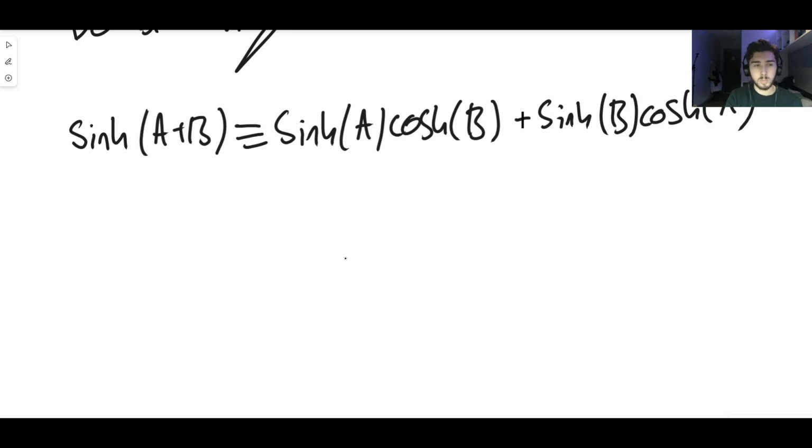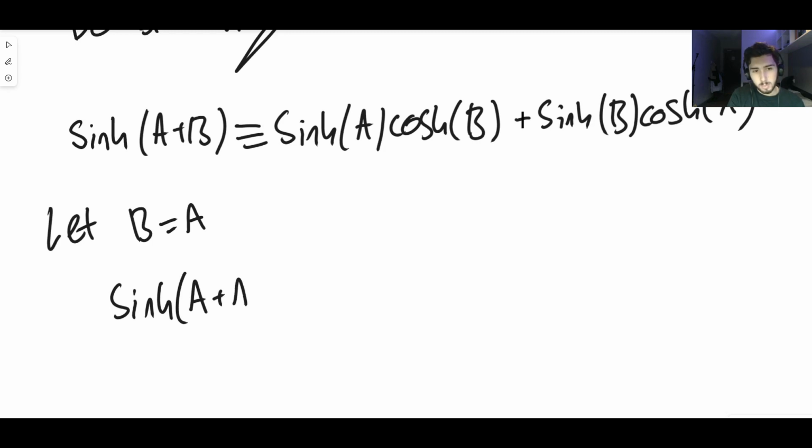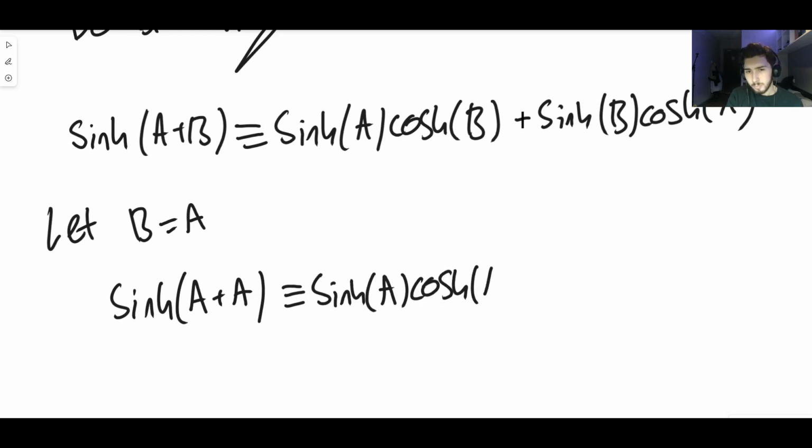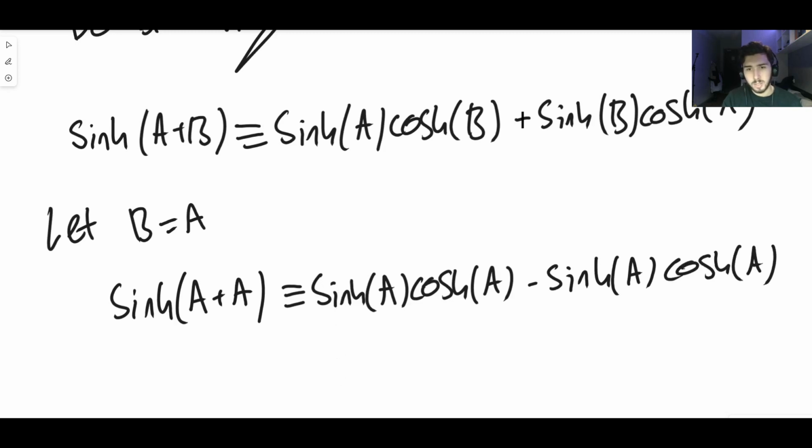So if we use this and we want to derive the double angle formulae for sinh, we just let b be equal again to a. And that means that we get sinh of a plus a, so let's just make b the same angle. This is identical to sinh a cosh a plus sinh a cosh a. Okay, so it's supposed to be a plus.